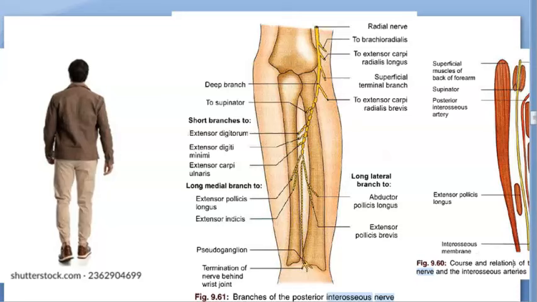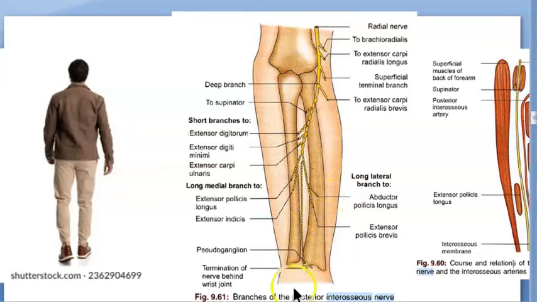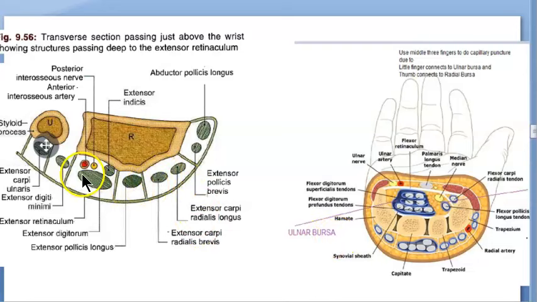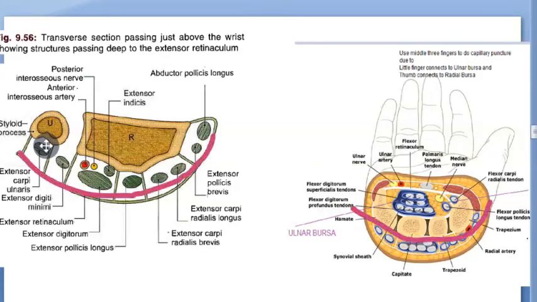Okay. So how does it terminate? It terminates here as a pseudoganglion. You can see here it terminates as a pseudoganglion, and it also lies in the fourth compartment of the extensor retinaculum. So where does it actually terminate? Just behind the wrist joint. Some branches are there, it says, for the carpal bones and metacarpal joints. But anyway, remember the termination is just before the wrist joint, as the textbook says. So here you have your extensor retinaculum, and in the fourth compartment, 1, 2, 3, 4, you can see the posterior interosseous nerve.